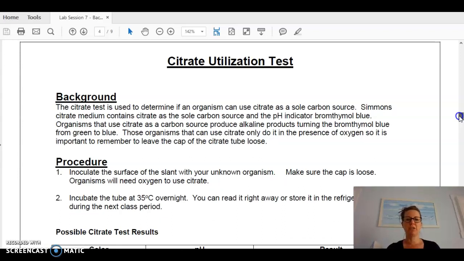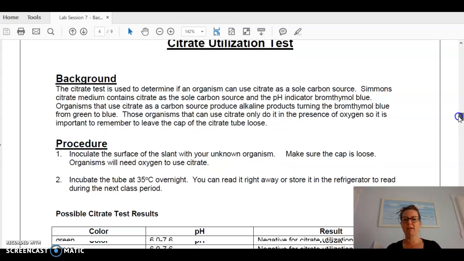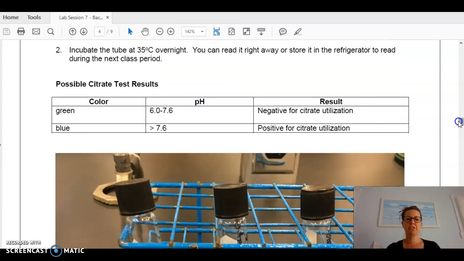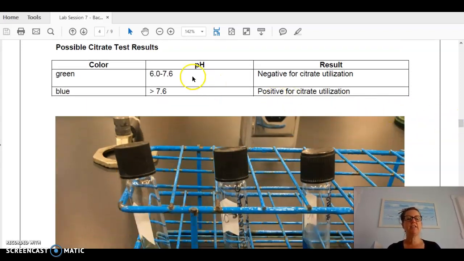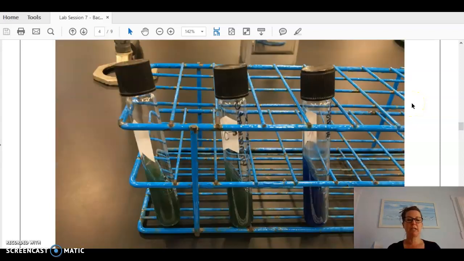Next, we have the citrate utilization test. Again, read the background information. Here's possible colors of your citrate test, and then we put the controls down here. So it says if your citrate agar slant has a pH of 6 to 7.6, then that's negative for your bacterium being able to utilize citrate for its energy source, so it's going to be green.